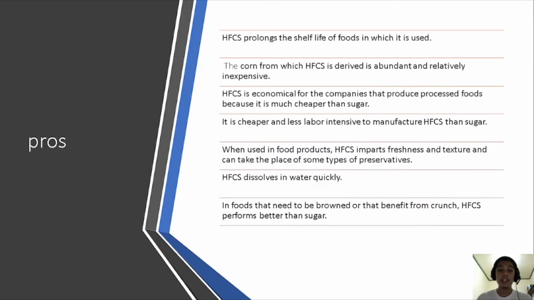So, what are the pros and cons of high fructose corn syrup? Let's start with the pros. Number one, high fructose corn syrup prolongs the shelf life of foods in which it is used. Number two, the corn from which it is derived is abundant and relatively inexpensive. Three, high fructose corn syrup is economical for the companies that produce processed foods because it is much cheaper than sugar. Four, it is cheaper and less labor intensive to manufacture than sugar.